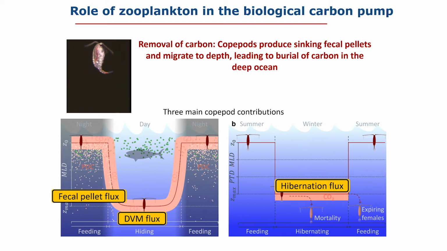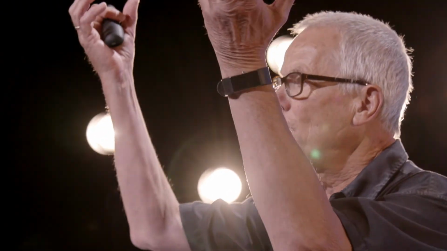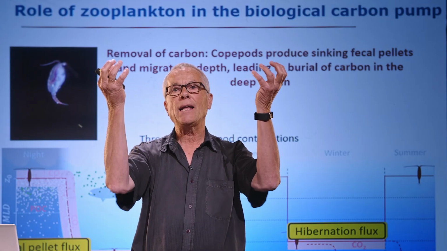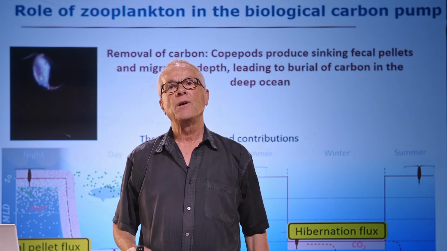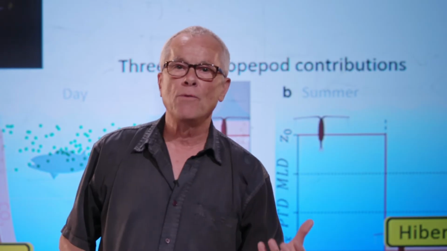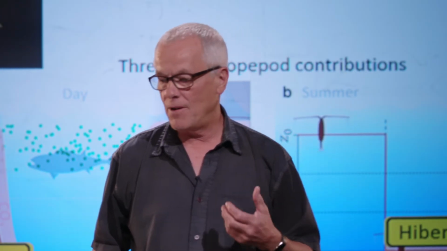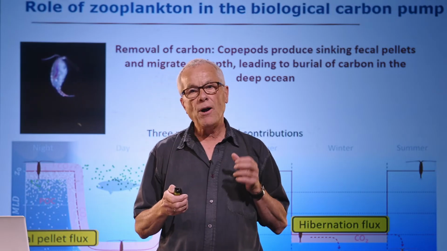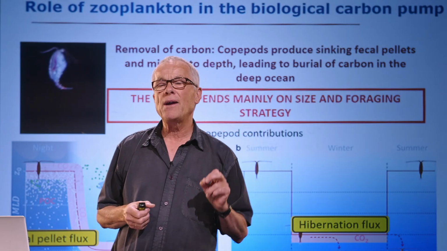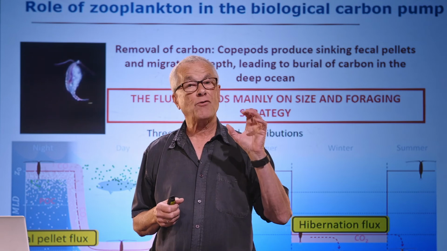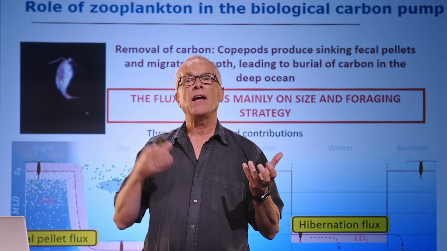The second process is the zooplankton doing vertical migrations. They feed in the surface layer during night and then swim down to depths during the day, or they hibernate at several kilometers depth during the winter. In both ways, they transport carbon dioxide in the form of organic carbon from the atmosphere to the ocean interior, and that way remove carbon dioxide on a time scale of at least 1,000 years. Now, the point is that both of these processes depend strongly on the two traits that we have been describing, namely the size distribution of the zooplankton and their foraging strategy.